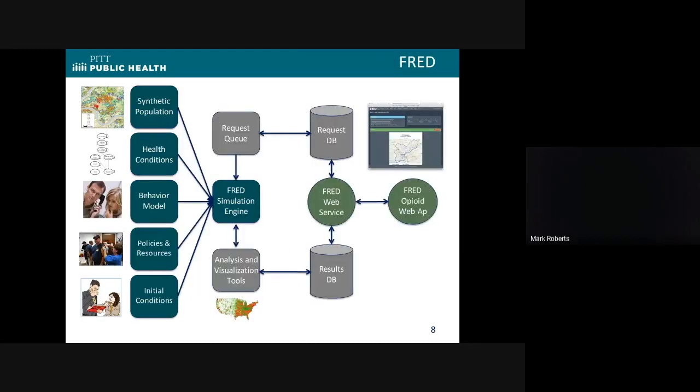This is just a schematic of how FRED works. Its fundamental core is a synthetic population in the United States, which I'll talk about more in a minute. Each person in the synthetic population can have a series of health conditions that represent diseases or represent other activities. Each individual can have behavior models, things like choosing to stay home from work, or choosing to not send your kids to school, or choosing to get vaccinated or not choosing to get vaccinated. We can put policies and procedures like closing schools or social distancing or things like that on top of those models, and then we can start each model with initial conditions.